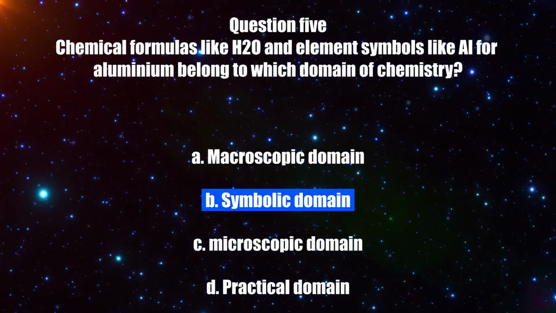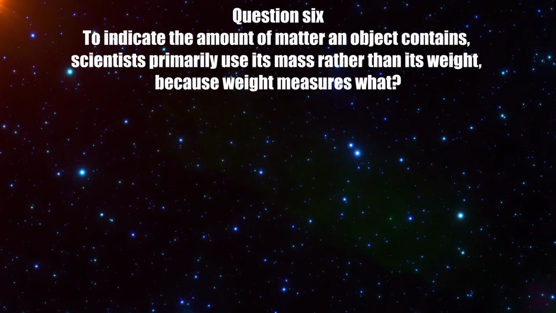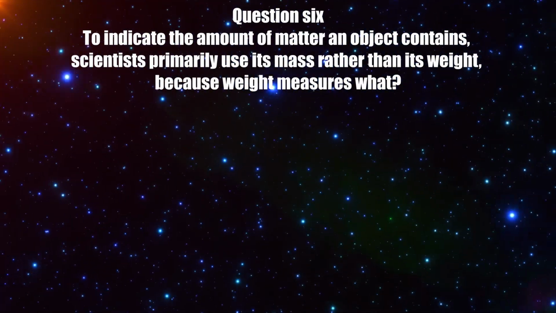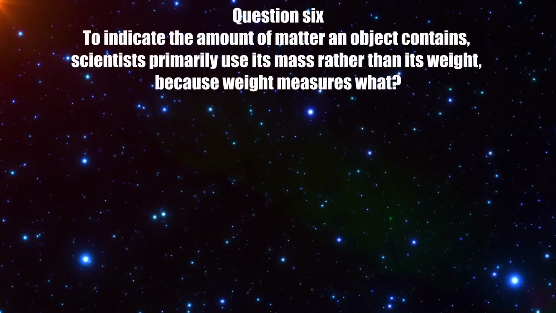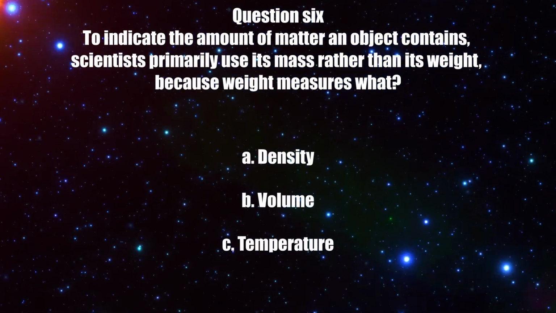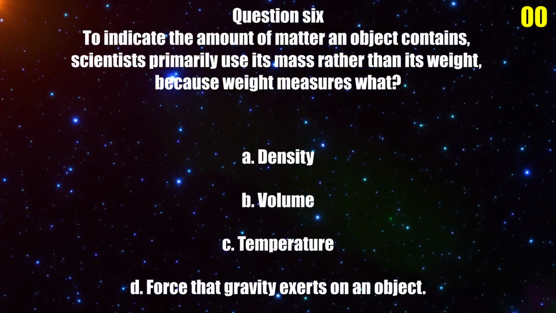The correct answer is B. Symbolic domain. Question 6. To indicate the amount of matter an object contains, scientists primarily use its mass rather than its weight, because weight measures what? A. Density. B. Volume. C. Temperature. D. Force that gravity exerts on an object.